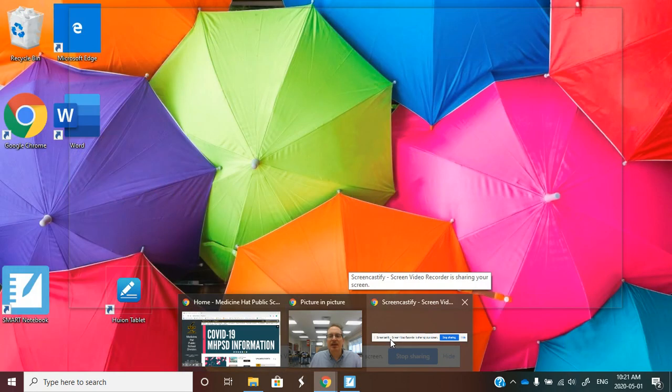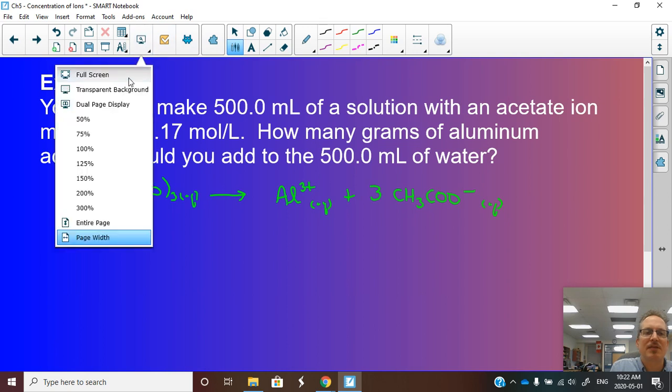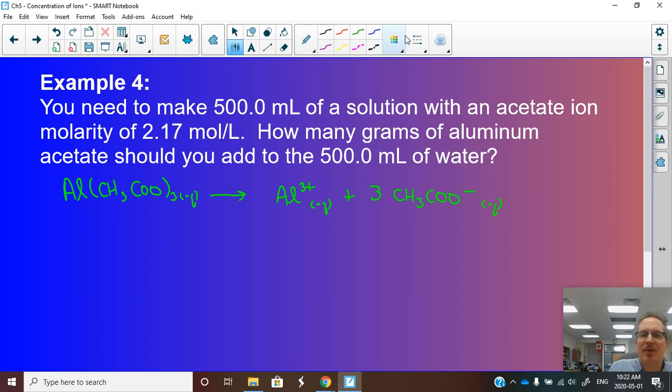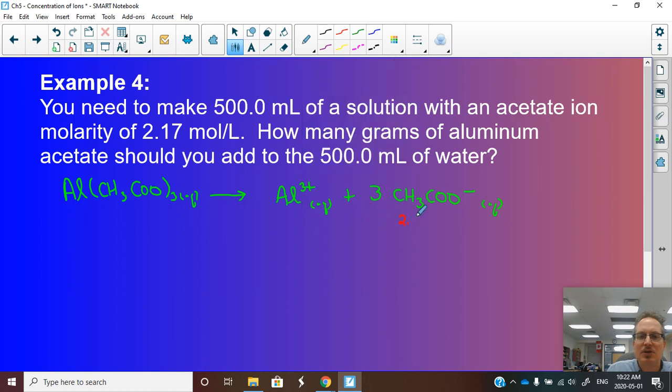Now, in this question, it is a little bit different. So I want to look at that difference for a second here. We would like to make 500 milliliters of something. Now, I know the concentration of acetate ion. So again, let's just grab my red pen and we'll write that in there. My concentration of acetate ions is 2.17 moles per liter.